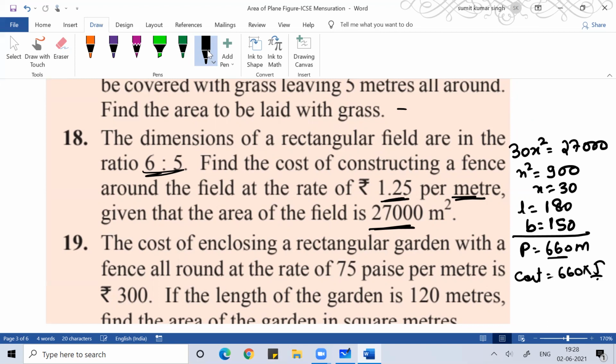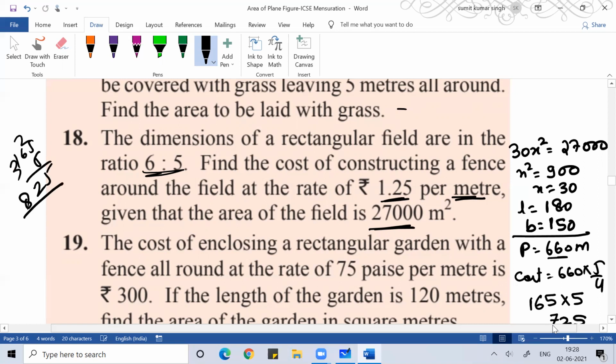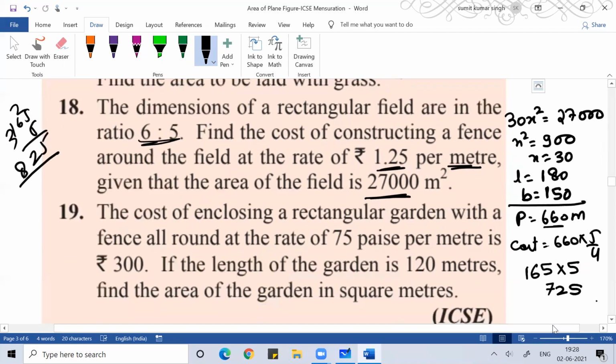660 into 1.25, right? 1.25 means 5/4. So that comes to 825. Rupees 825.